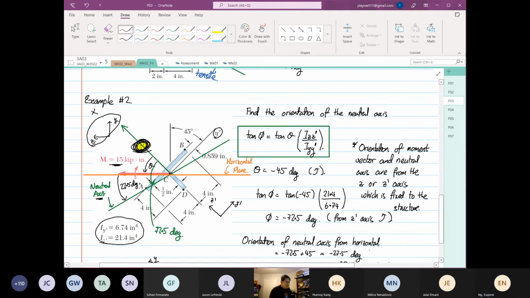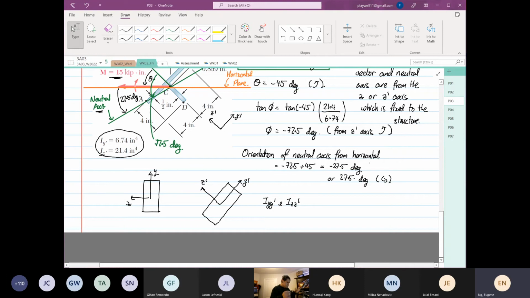In example 2, below the green line is tensile and above is compression. So in this example over here, anything above the green line is compression. Yes, Zihan, you're right. Any other question before I go on for the next topic? It's still pure bending.